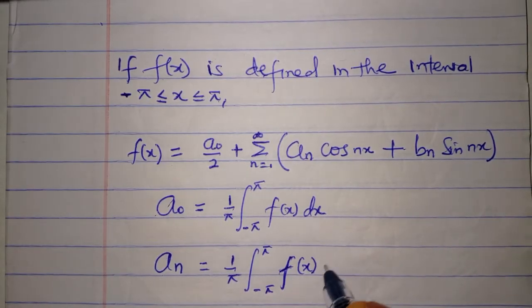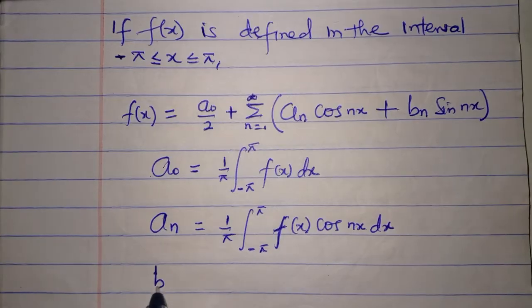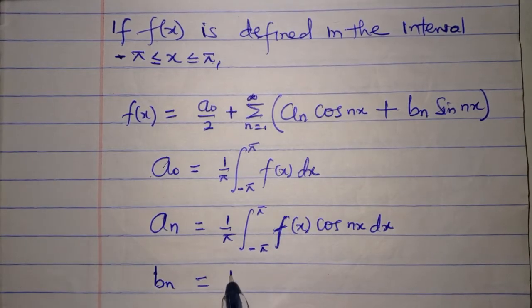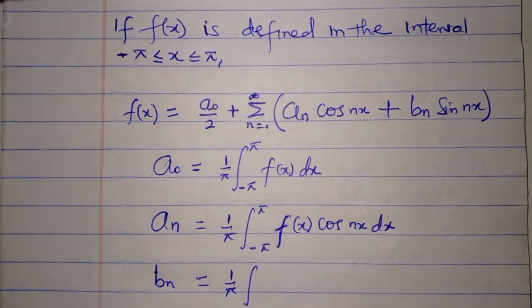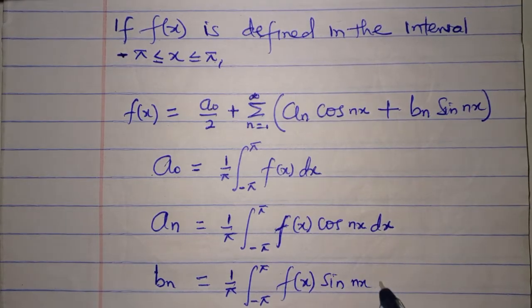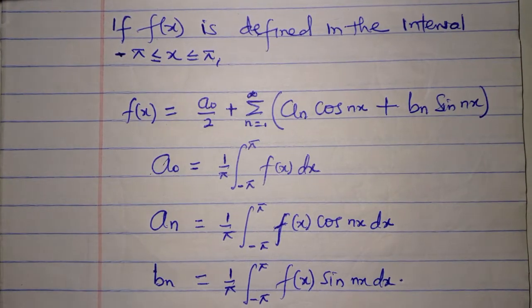B sub n is 1 over pi times the integral from negative pi to pi of f of x sin nx dx. So a naught, a sub n, and b sub n are the Fourier coefficients.